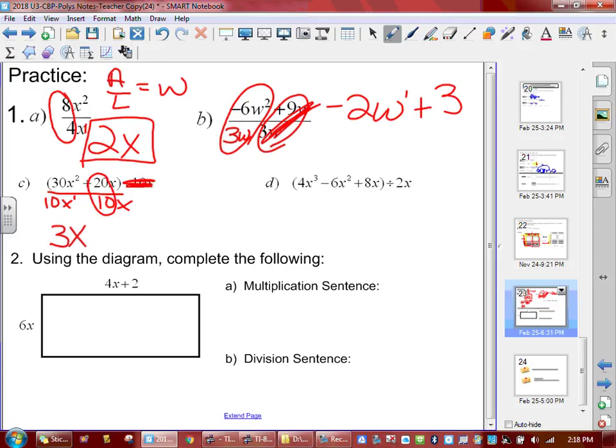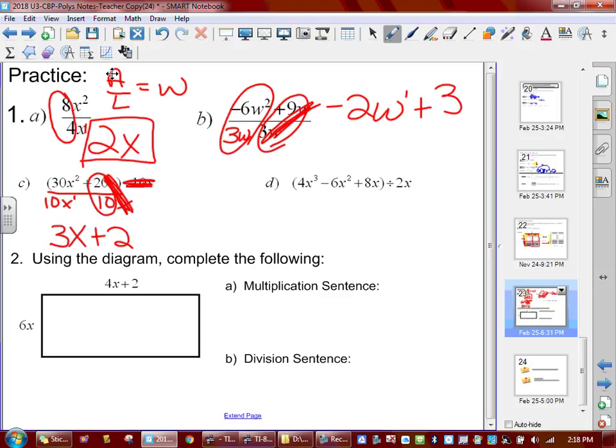20 divided by 10, how many times? 2 times. My x's are going to completely disappear. We have no more x's left over. So that would be my final answer, 3x plus 2. On the right-hand side, letter D.